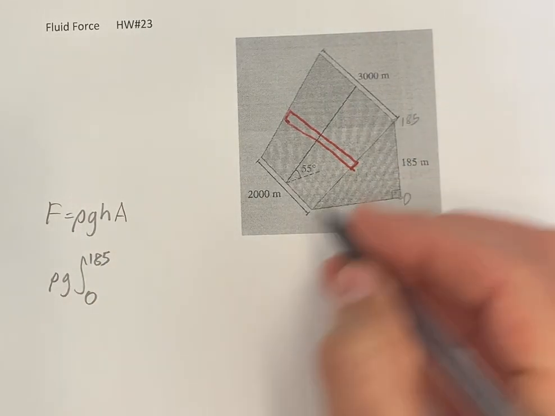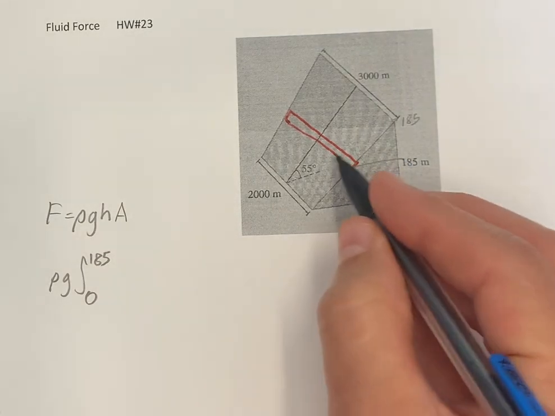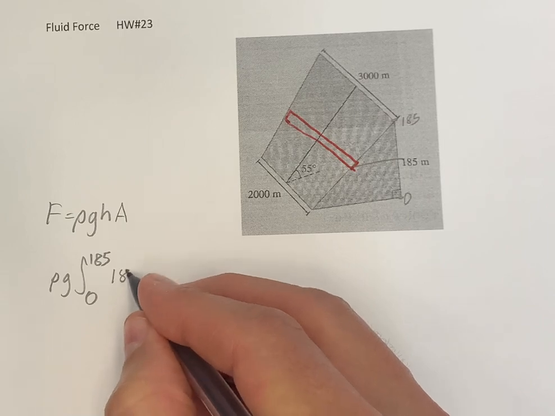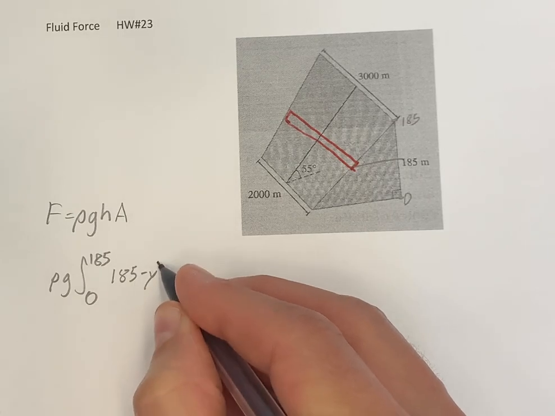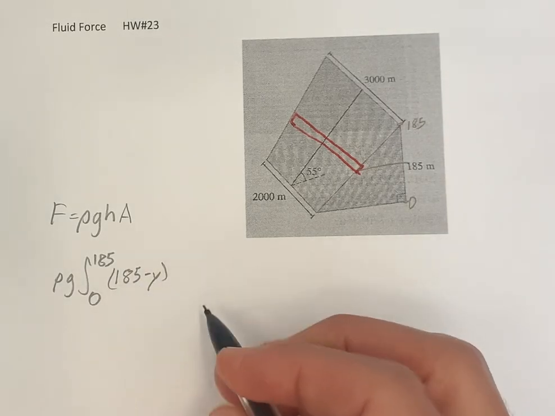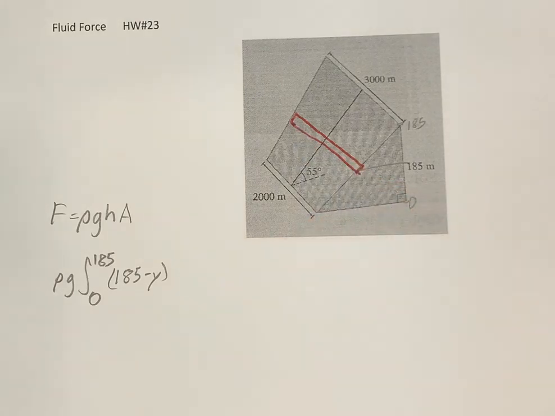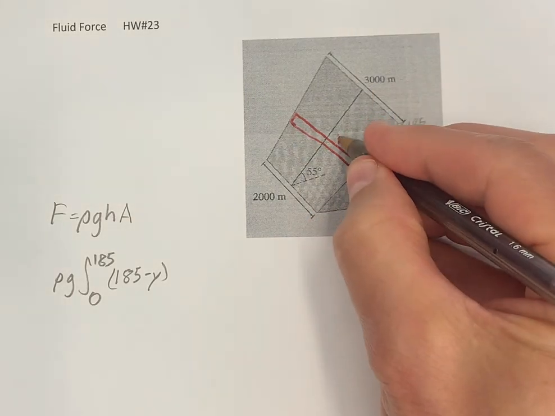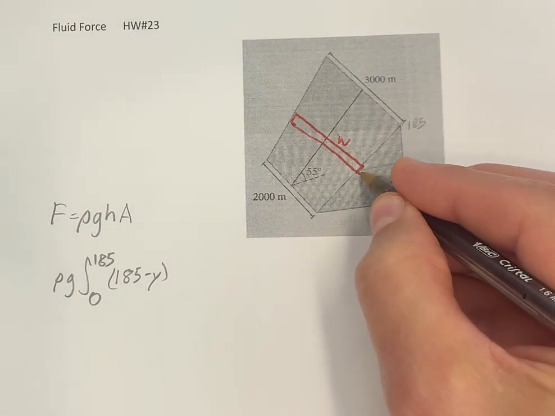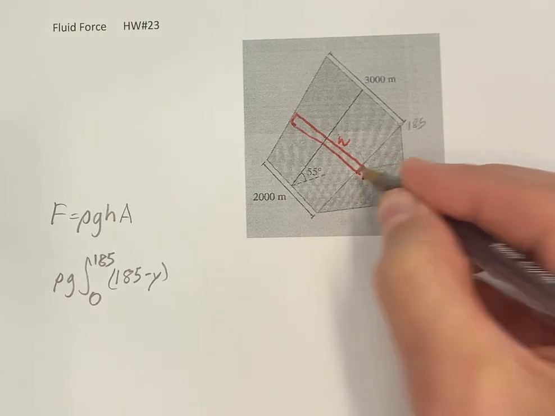Now, if you make this assumption, how deep is the water at this slice? Well, sort of the average depth is 185 minus y. Of course, if you parameterized it the opposite direction, you'd have something different there. Now, the challenging part here is figuring out the area of that piece. So let's call that the width of this piece, and this right here, the length of that piece.